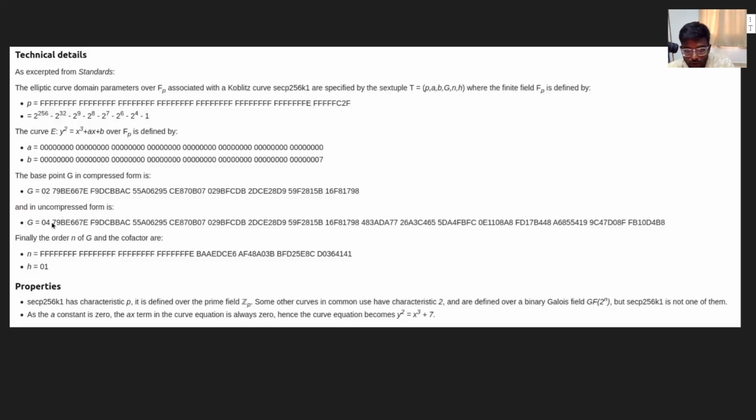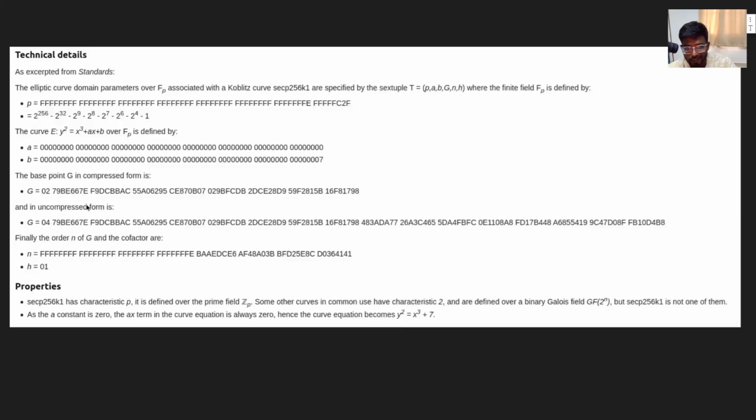In the uncompressed form, the prefix is 04. So both the x coordinate, which ends here, and the y coordinate are encoded. In total, 65 bytes were used. And as you can see, the y coordinate ends with the value of 8, which indicates that the y coordinate is an even number. So both of these representations are equivalent. Okay, they are not equal in the literal sense.